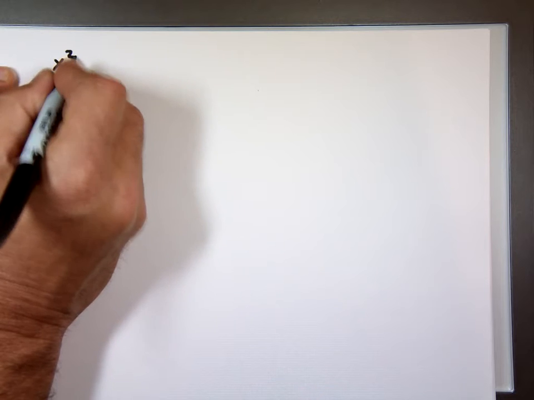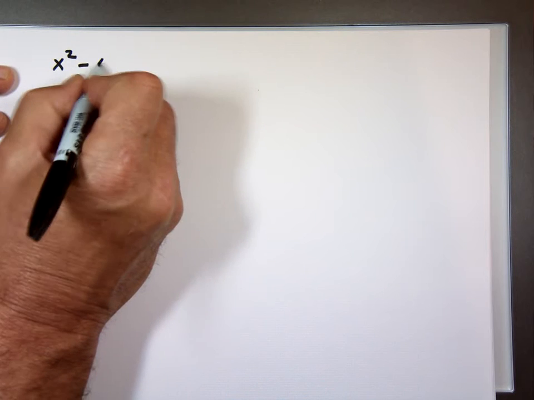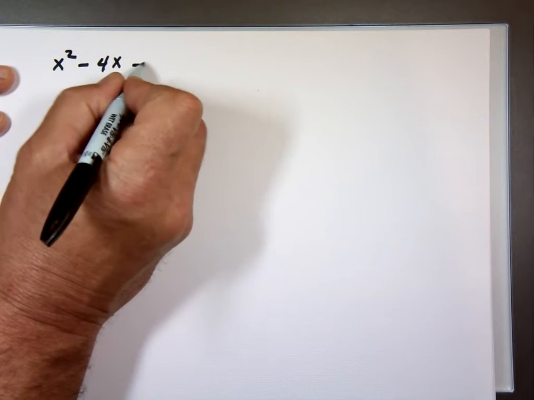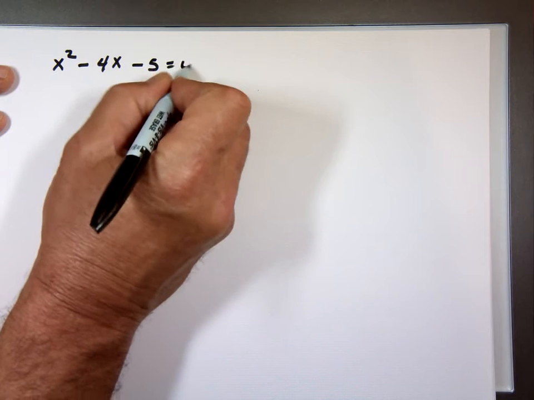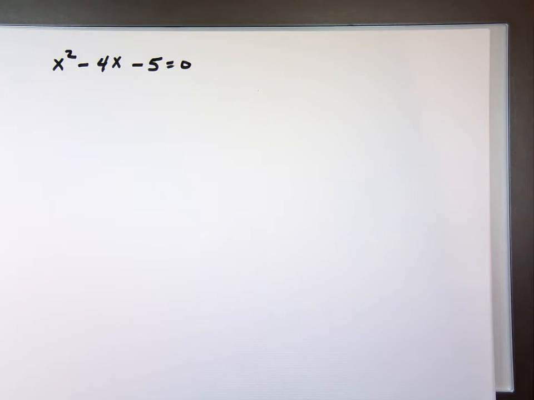Here is one. X squared minus 4x minus 5 is equal to 0. What is step number 1? Move everything to one side. Is everything on one side? Yes. Step number 1 is done for us. Step number 2, factor completely.